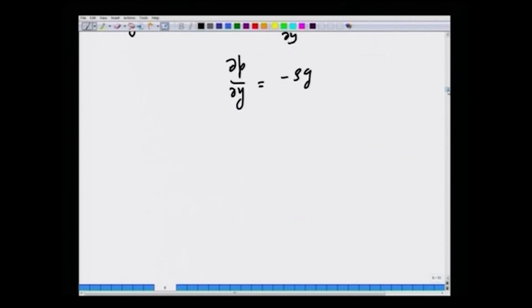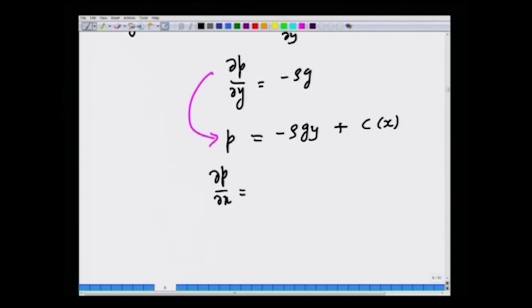So, this is a partial differential equation. If I integrate partially with respect to y, I will get minus rho g y plus a constant, which is in general a function of x, because this is consistent with this equation. If I take the partial derivative with respect to y, the partial derivative of this constant will become 0, because this is a partial derivative, so you will get minus rho g. Now, if I differentiate this with respect to x, this becomes 0.